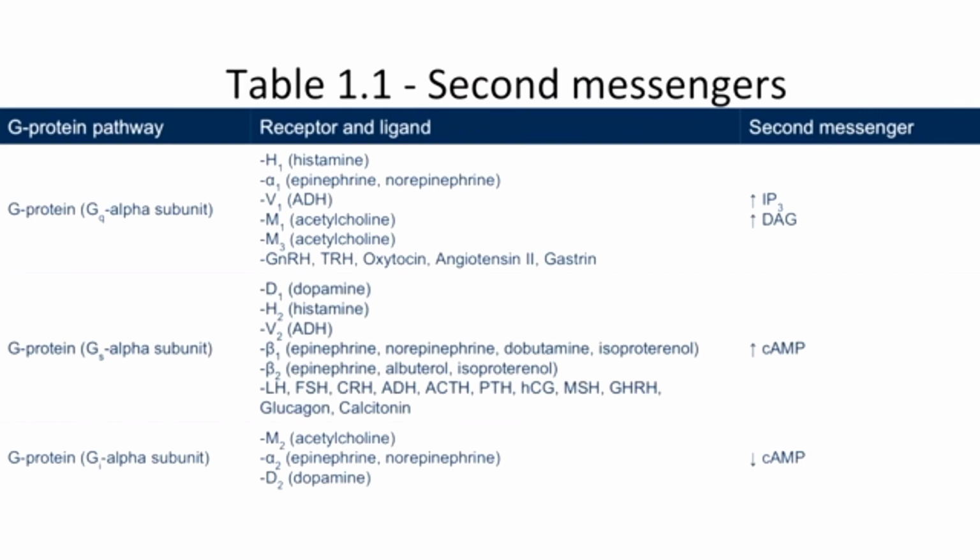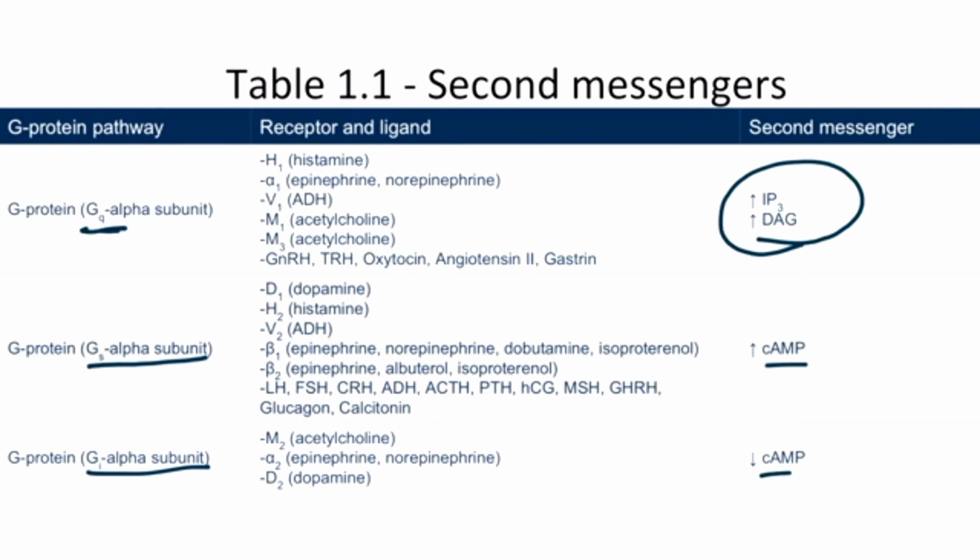From this table, you need to remember that there are two pathways. First, the GQ alpha subunit pathway, which regulates IP3 and DAG. And second, the GS and the GI alpha subunit pathways. And these both regulate cyclic AMP. We'll go through each of these pathways more in a second.